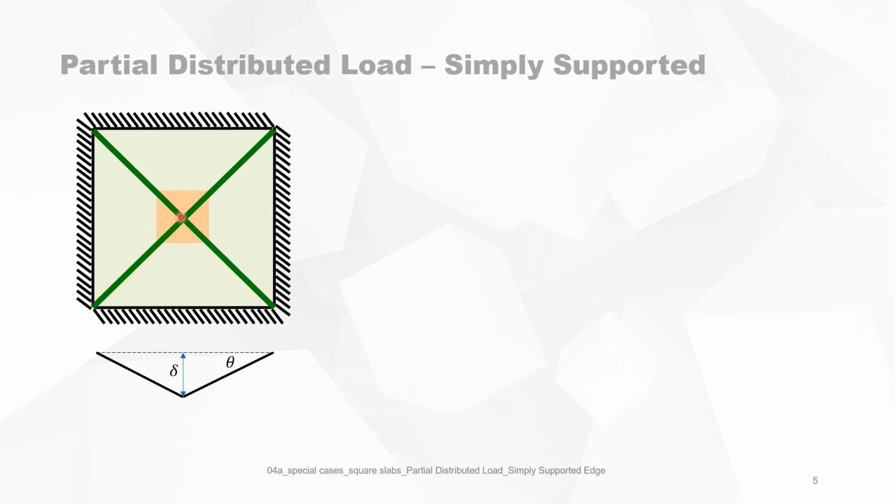Under unit deflection in the center of the slab, we will see that on the edge, the deflection is 0. In the middle, it's delta, the unit deflection, and otherwise it's 0. And the angle of rotation is theta. We assume that there is a small angle of rotation, so it means that the tangent of theta is almost equal to theta when expressed in radians.